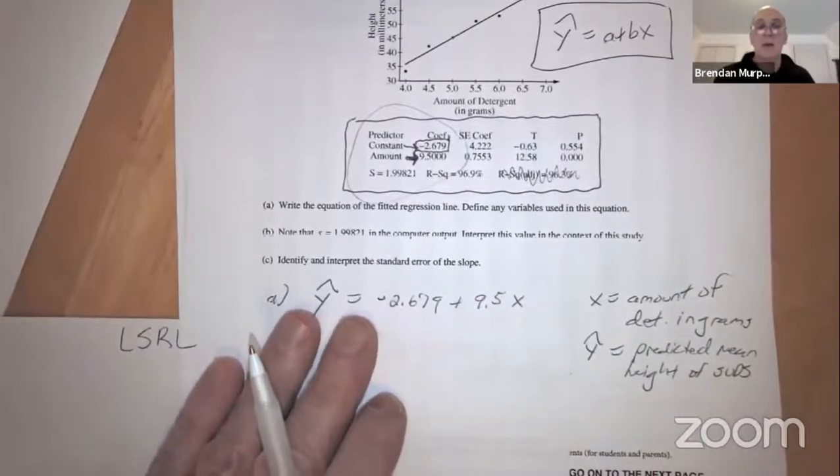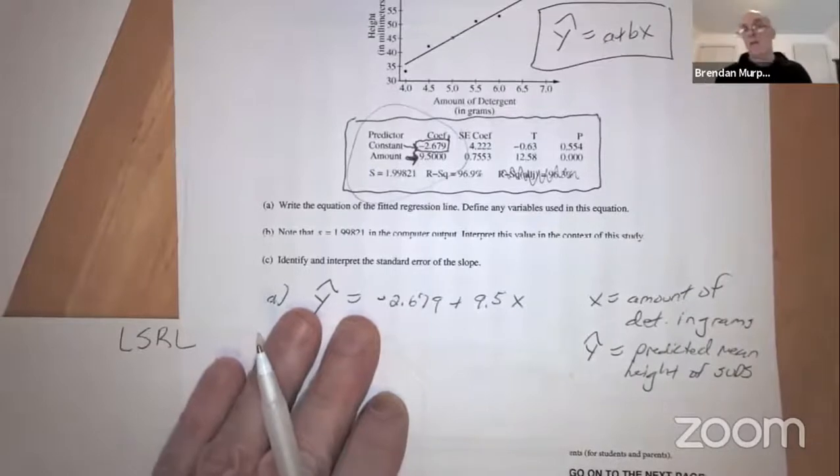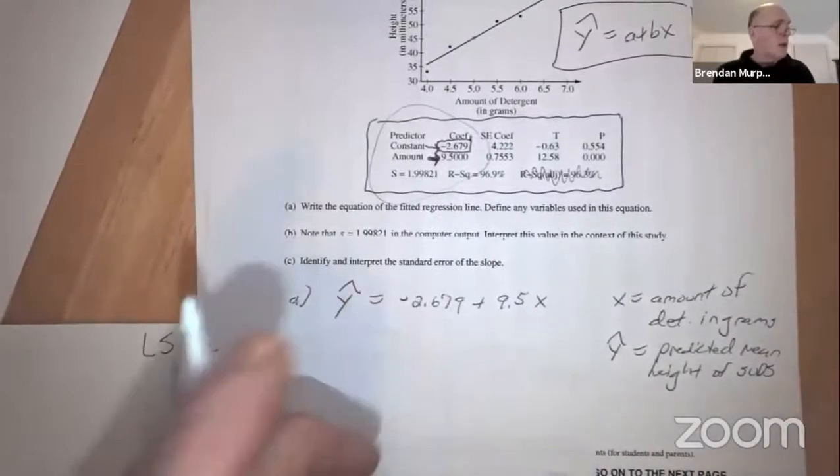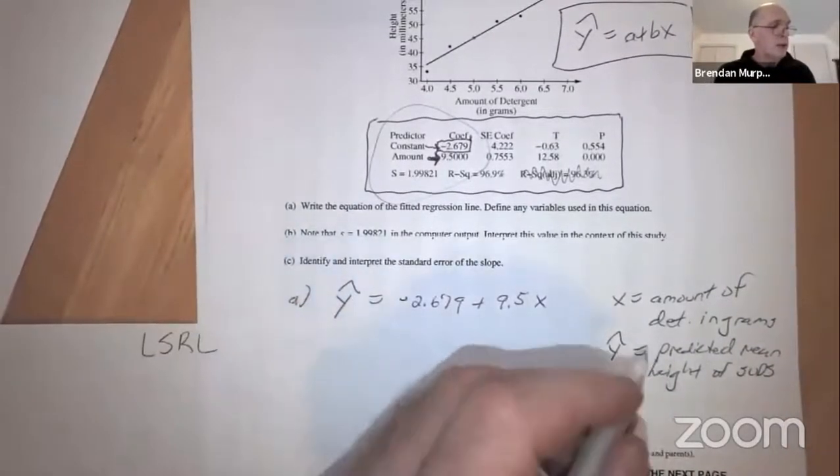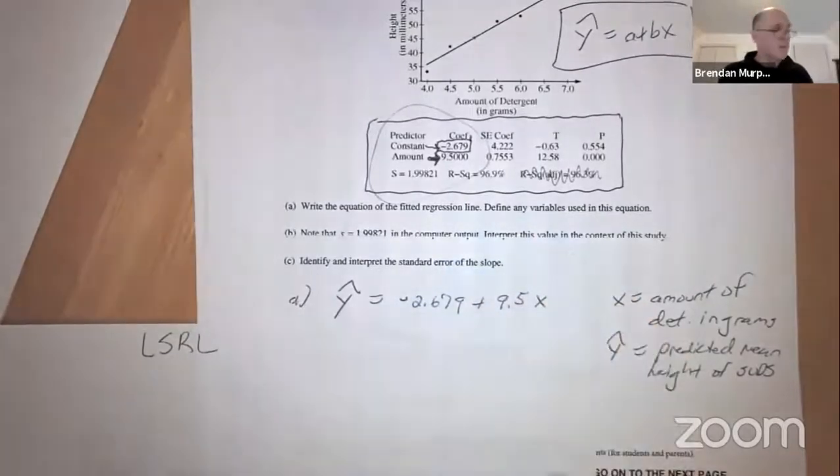That's the way my textbook presents it. There's nothing wrong with that. That would be full credit on the AP exam. You have the correct least squares regression line, and you've identified the variables.